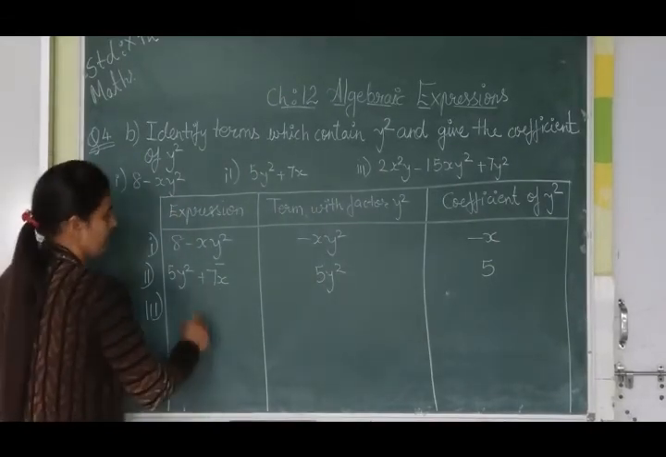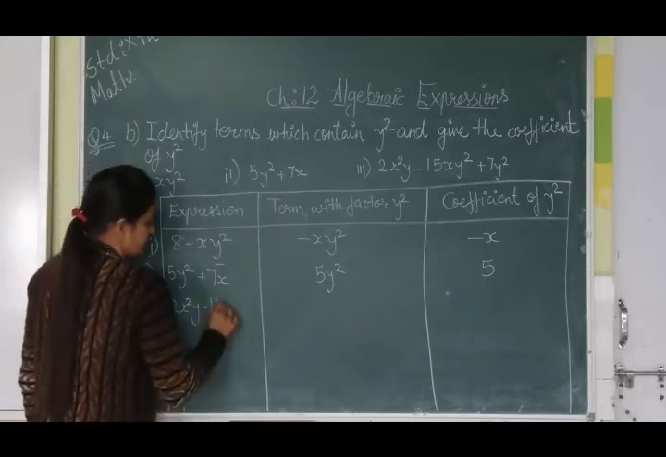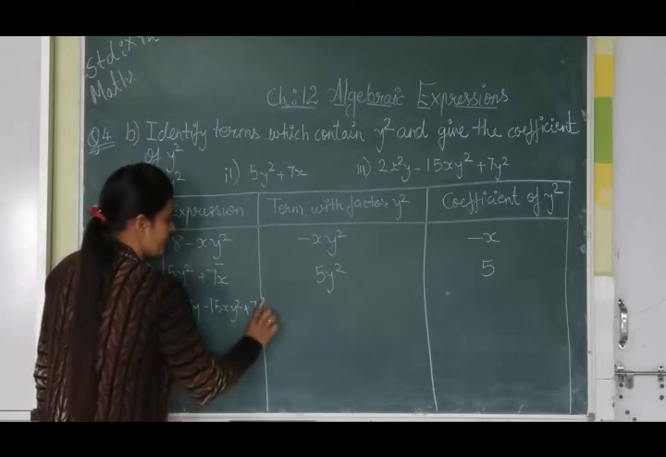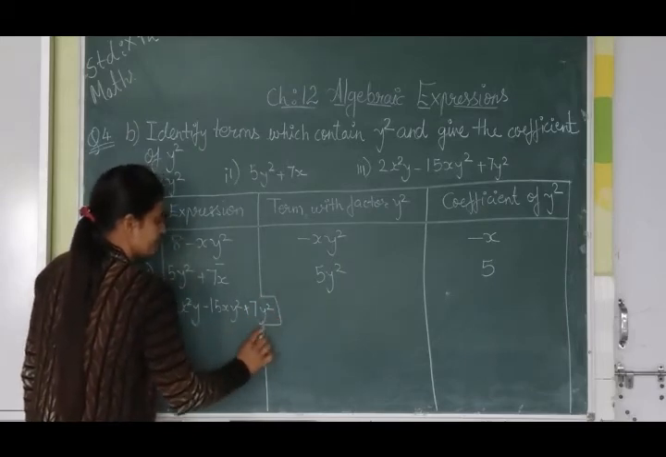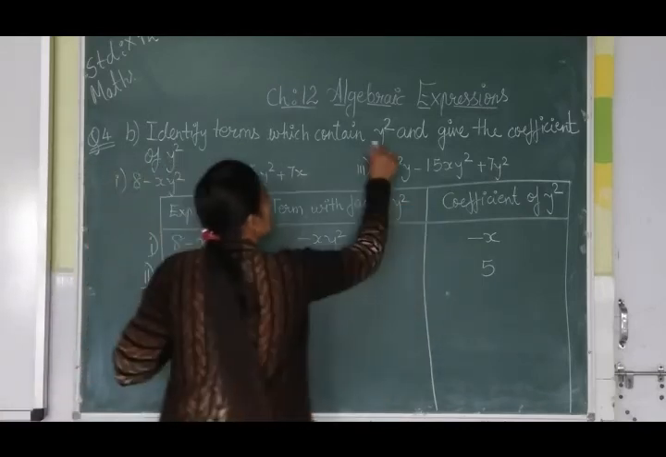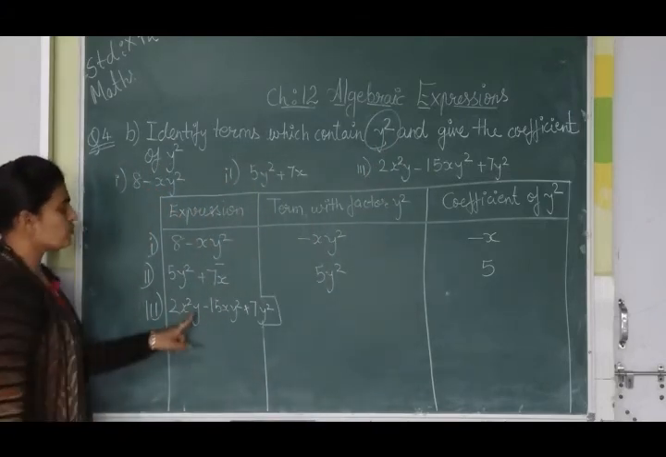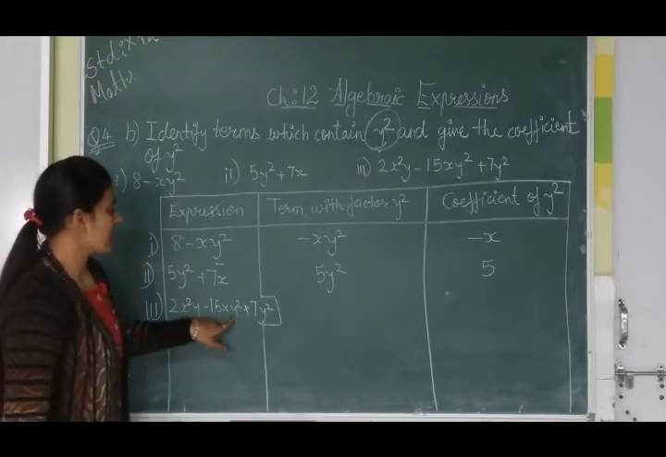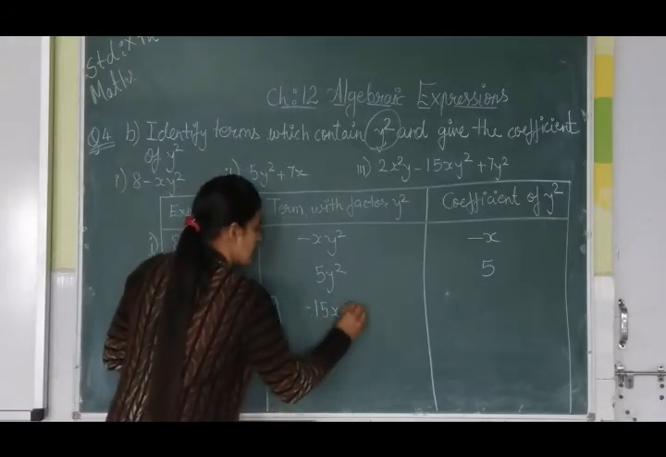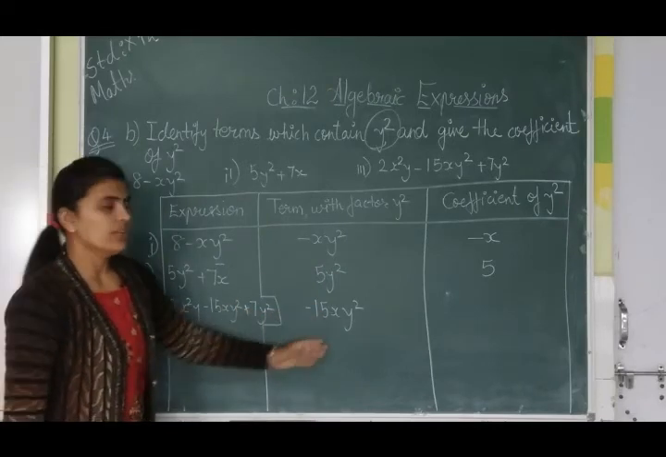Third one is 2x square y minus 15 x y square plus 7y square. Here x square y is there, but we need the term having factor y square, so this we are not going to write because only y is there. Next, minus 15 x y square, here y square is there, so we will write it down. Next, 7y square, here also y square is there, so we will write this below.